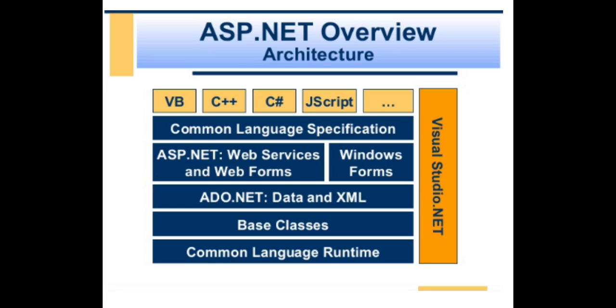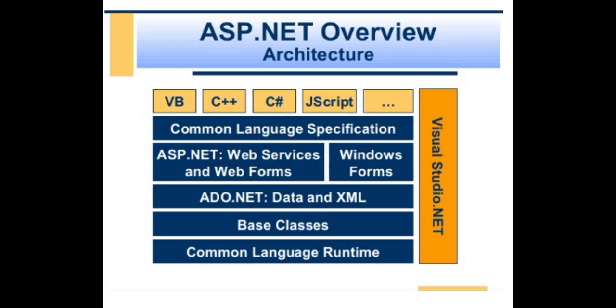In the above diagram you can see the languages like VB. VB is nothing but Visual Basic. Then C++, C Sharp, JavaScript. These are the programming languages used at the .NET level. Here you can see Visual Studio.NET, where we have software like Visual Basic 2015 and Visual Studio 2010. In this software we will be working on .NET programming.